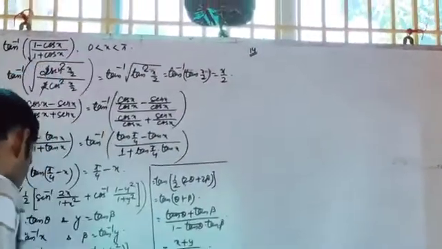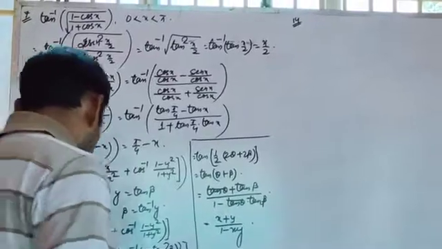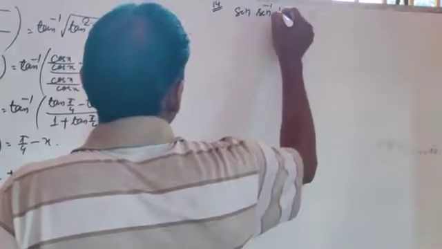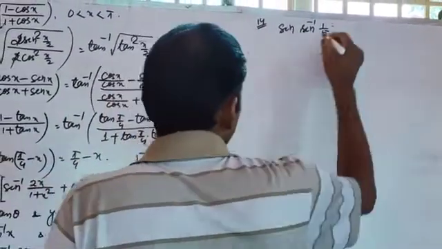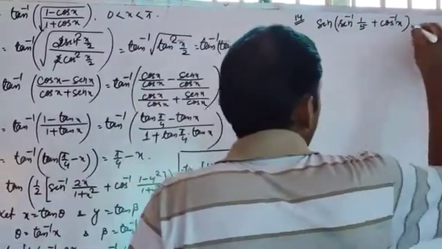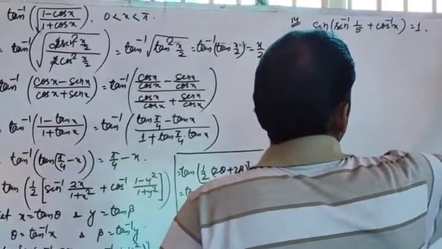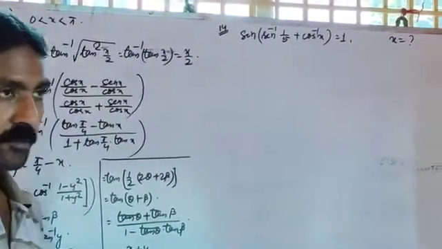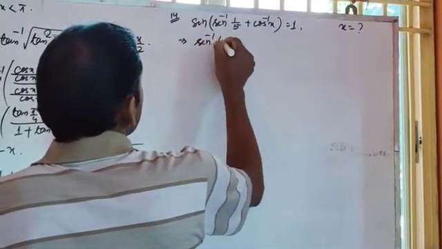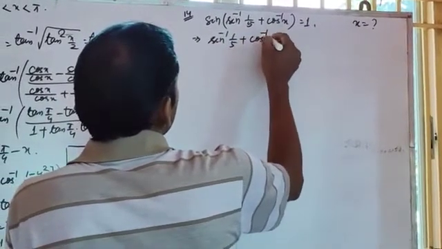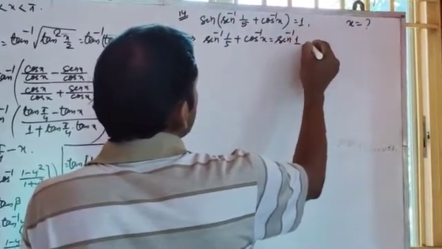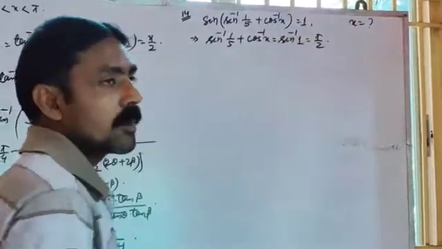Question number 14: if sin of sin inverse 1 by 5 plus cos inverse x is equal to 1, then find the value of x. This is an equation. So here you can write sin inverse 1 by 5 plus cos inverse x. Now if we take this sin to the right hand side, it will become sin inverse 1, and sin inverse 1 is how much? Pi by 2.